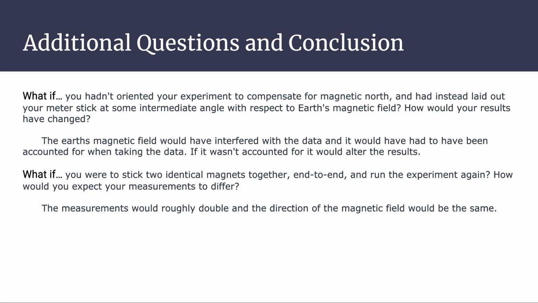What if you were to stick 2 identical magnets together end to end and run the experiment again? How would you expect your measurements to differ? The measurements would roughly double, and the direction of the magnetic field would be the same.